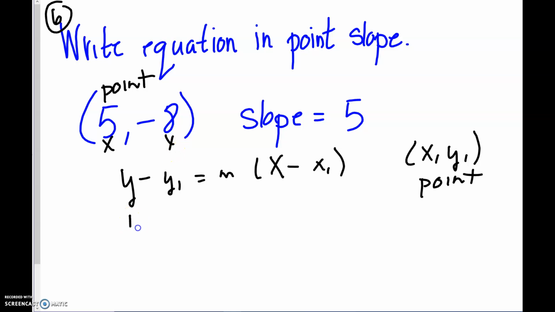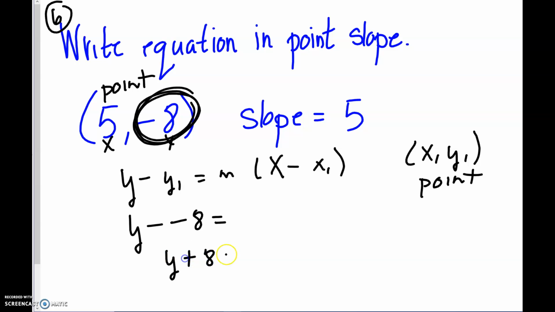Now remember, the formula is y minus something. And what this y value is right here is a negative 8. So when we have minus a negative, that's really y plus 8. So you may recall when we were doing point slope, I would say if you see a negative 8, the final answer is going to have a plus 8 in it.